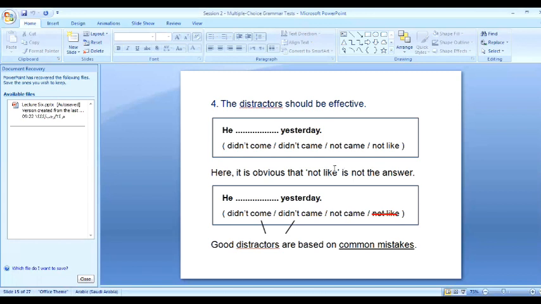So we should omit or delete not like because it is not effective. So the student from here knows that not like cannot be the answer, you know? So here, didn't come, didn't came, not come, not came, not like. So the word not like should not be written as an option. So good distractors are based on common mistakes.